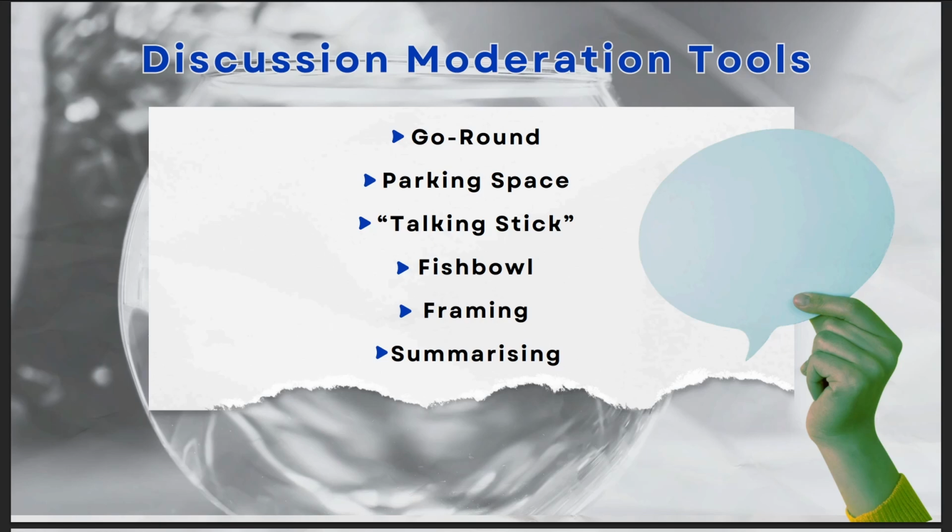The fishbowl is another discussion moderation method in which participants form two circles, a smaller inner circle and a bigger outer one. Participants in the inner circle are having a discussion, while the participants in the outer circle are listening and keeping notes. When the discussion is not leading anywhere or losing momentum, the facilitator switches a person from the inner circle with someone from the outer circle to offer feedback on what has been discussed so far and reignite the discussion.